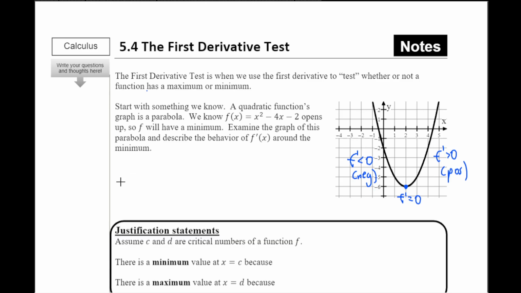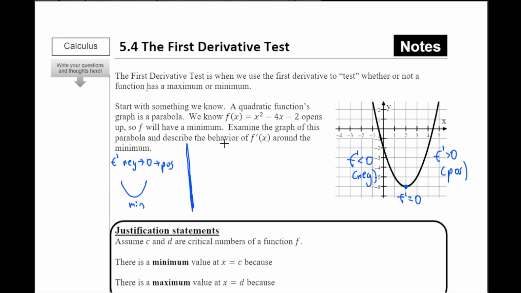So whenever you have a minimum here, like this, f prime's going from negative to 0 to positive. You see f prime's negative, then it goes to 0, then it goes to positive. That's a min.